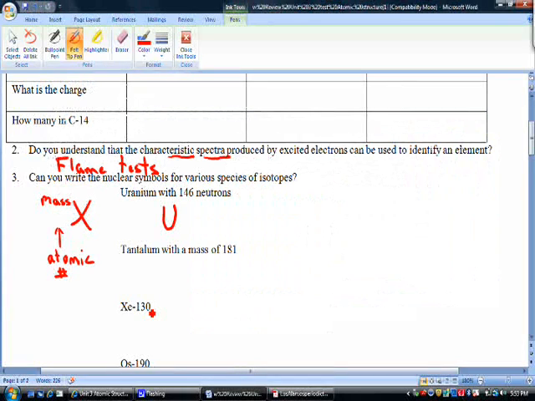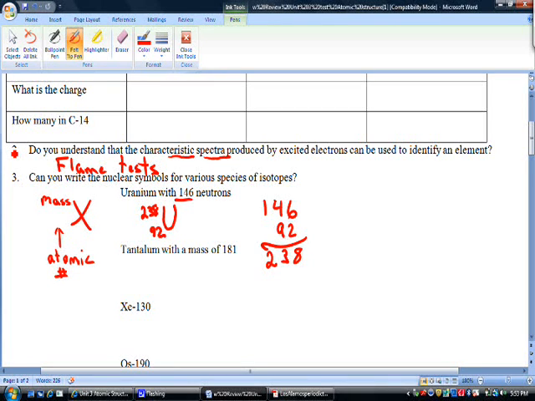Get back to our worksheet. So down here, that's the atomic number, 92, and the mass is going to be 146 plus 92. So we've got to add the protons and neutrons together, and we get 238. So this is an isotope of uranium called uranium-238.